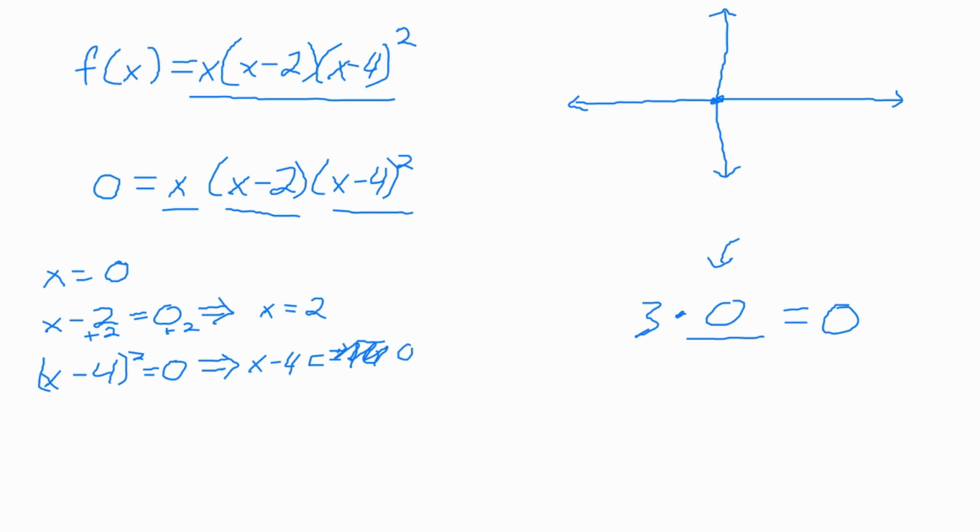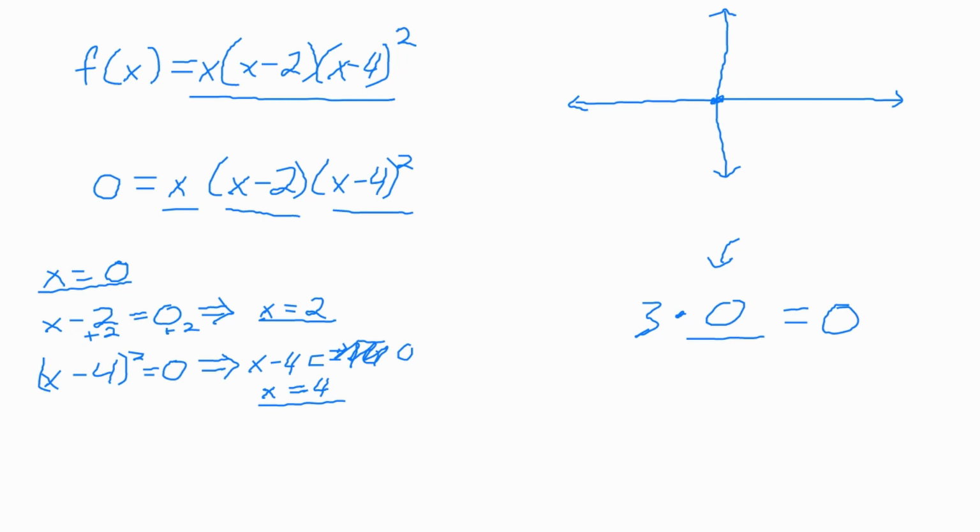And then you have to add 4 to both sides. Very nice. So x equals 4 makes the second part 0, which makes the whole thing 0. So there you have it. Those are your zeros.